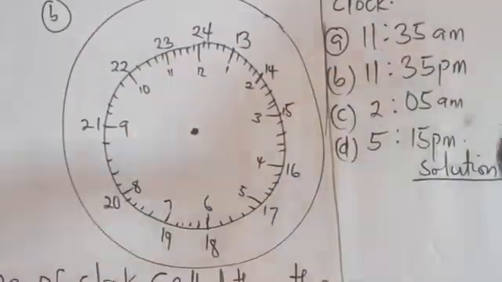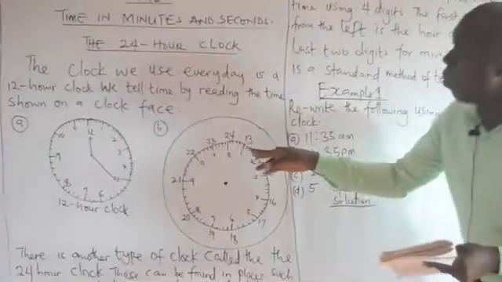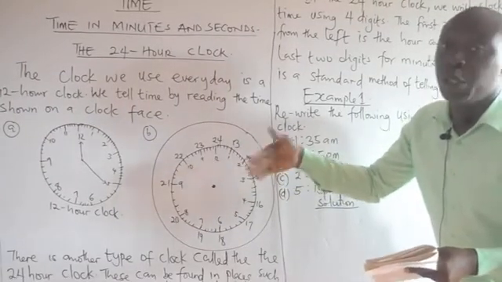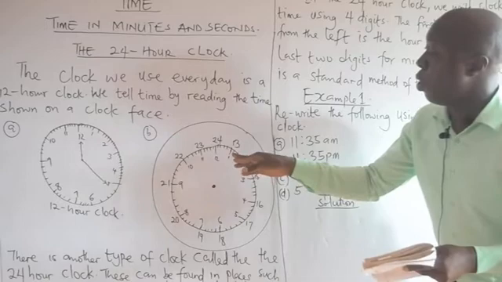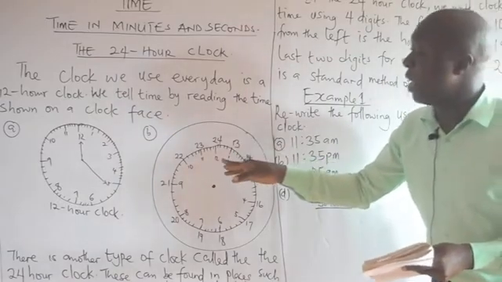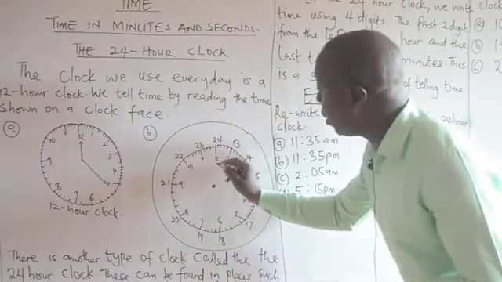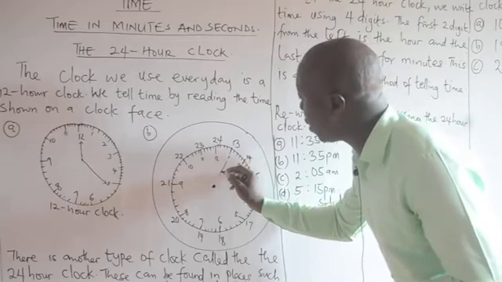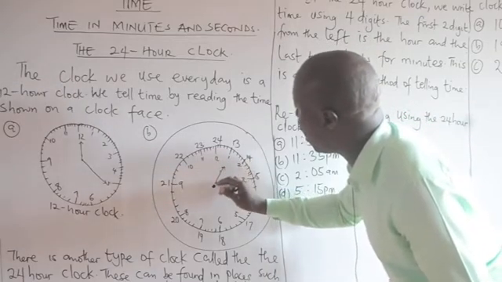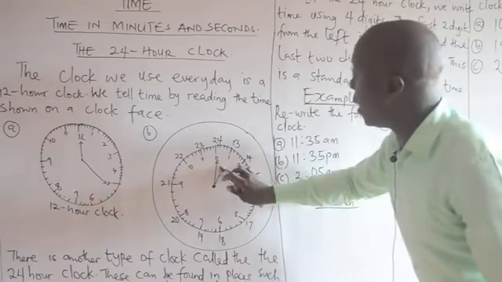That is why it is called the 12-hour clock. Once it moves from 1 to 12, and we are getting to afternoon time, it changes to 13. That is, 1 will represent 13. Maybe the short hand is pointing at 1, while the long hand is pointing at 12.